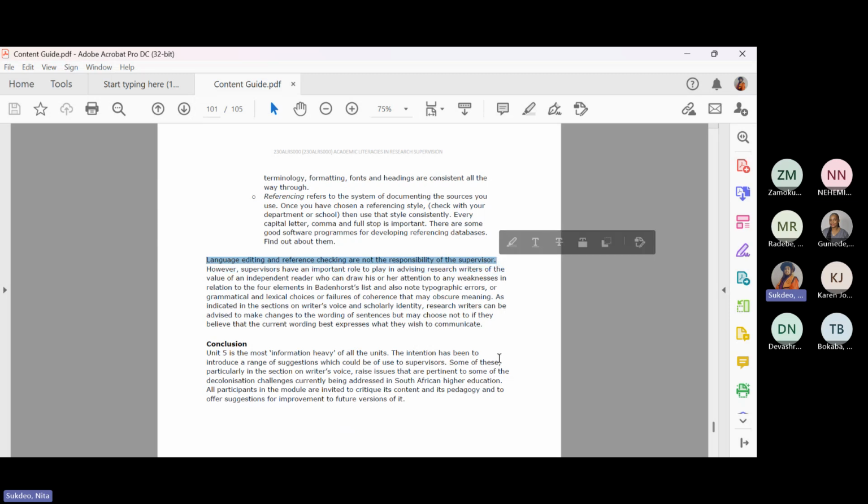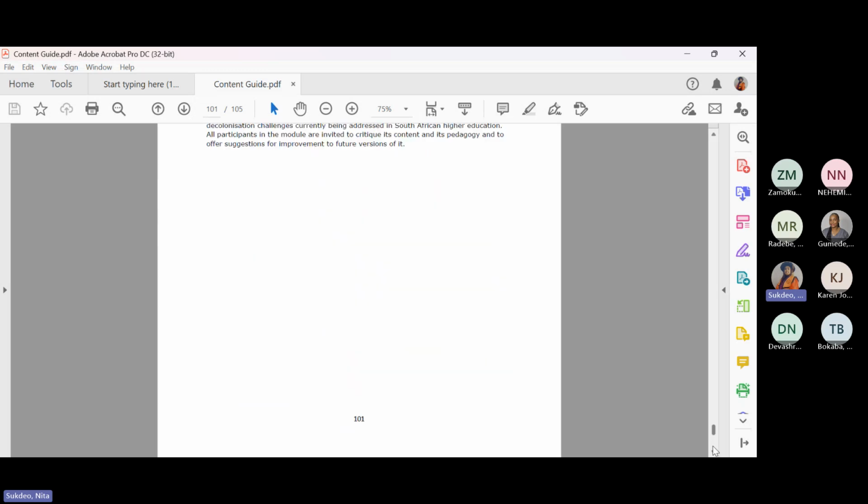It's not the responsibility of the supervisor, but we as supervisors tend to edit along the way. As we're reading our students' work, we tend to edit. Like with myself, I'll put in comments about English, restructuring sentences, and so on. I'll even restructure it for the student. Okay. All right. So that brings us to the conclusion and the end of Unit 5.